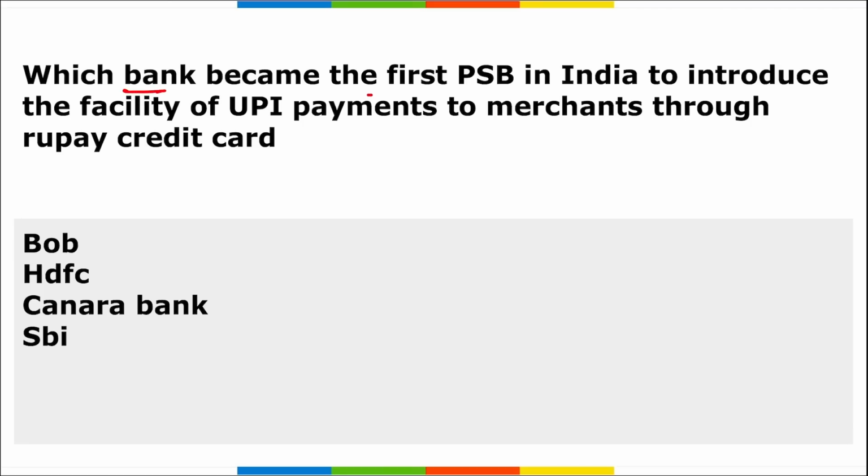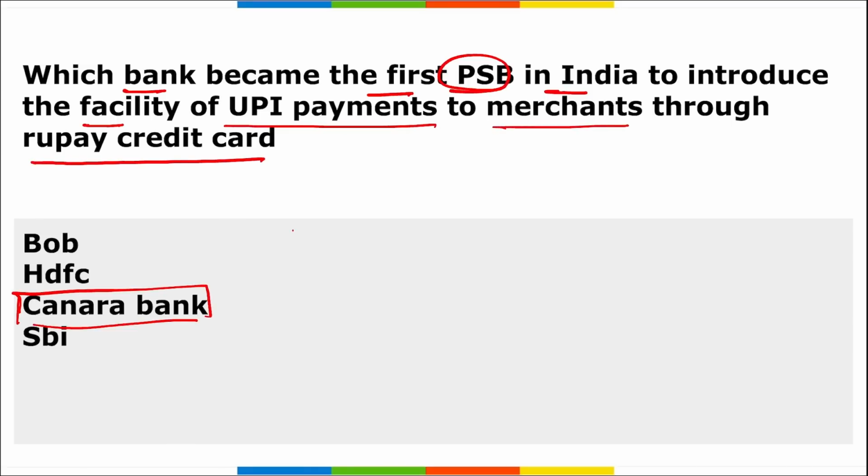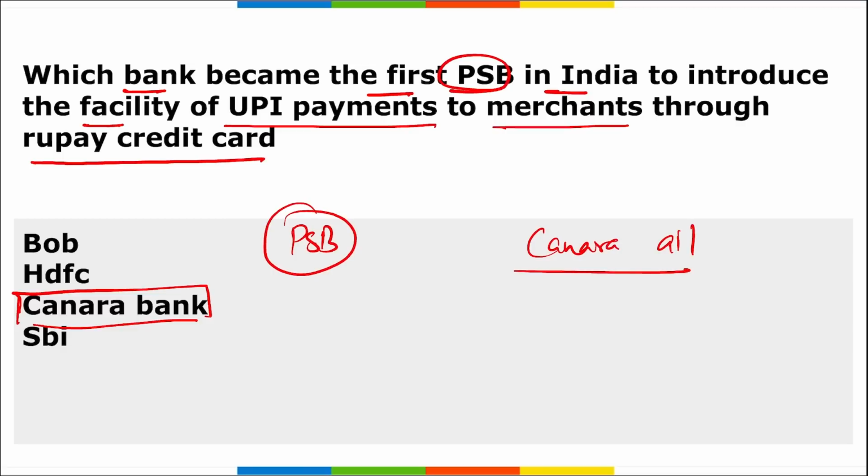Next, which bank became the first PSB in India to introduce the facility of UPI payments to merchants through RuPay credit card? It is your Canara Bank, right? So PSB is your public sector bank. So the first public sector bank in India to introduce the facility of UPI payments to merchants through the RuPay credit card is your Canara Bank. Correct? The facility is made available on the Canara AI1 banking super application of this particular bank. Right?